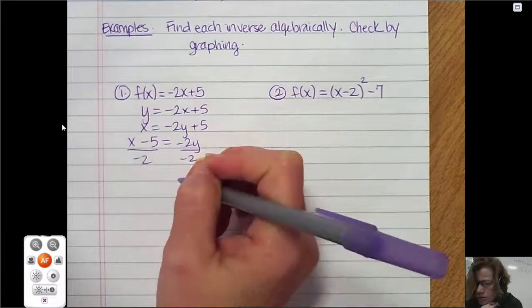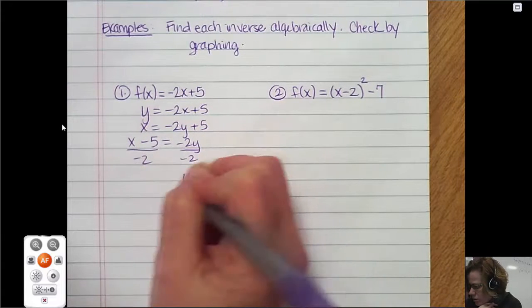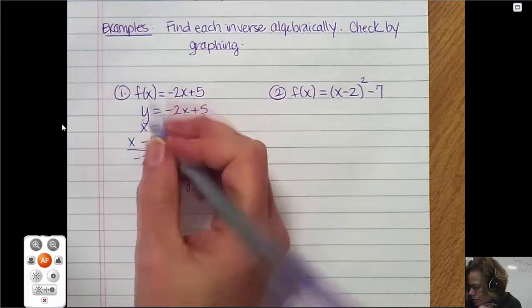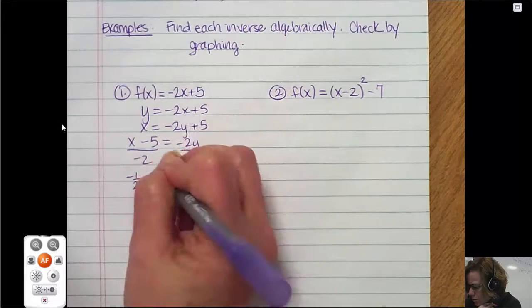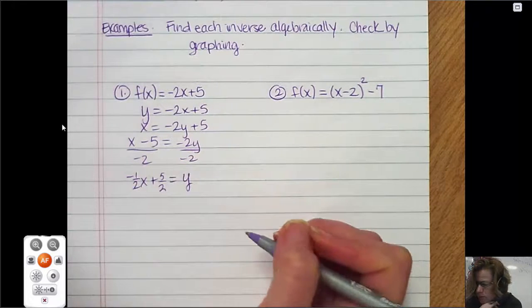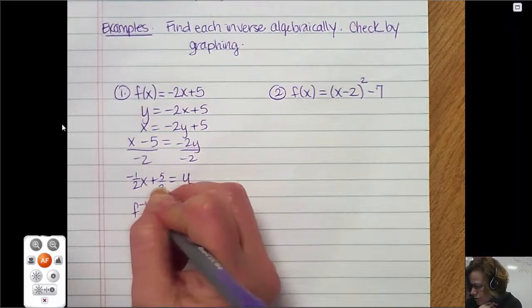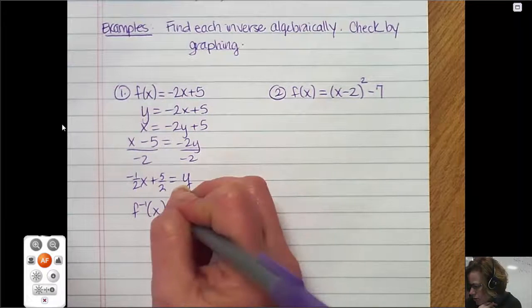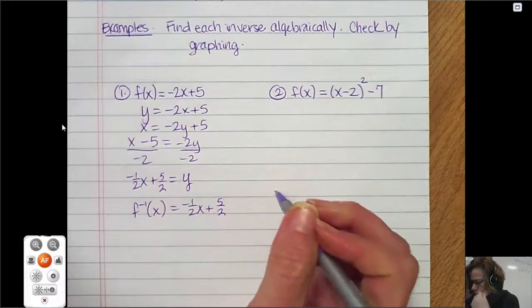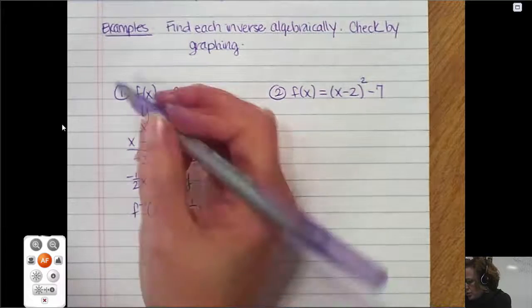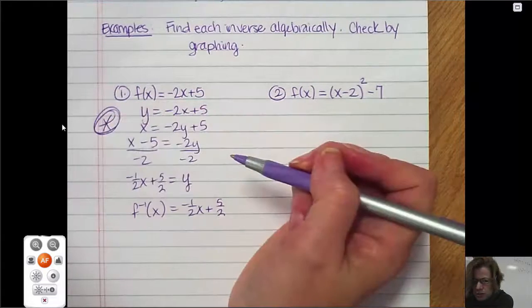And because we're going to graph, I will write this in a better form. I'll separate that numerator and call this negative 1/2 x so I can see the slope, plus 5/2, and I can see the y-intercept. So the inverse of this graph, the inverse of f of x, is negative 1/2 x plus 5/2.